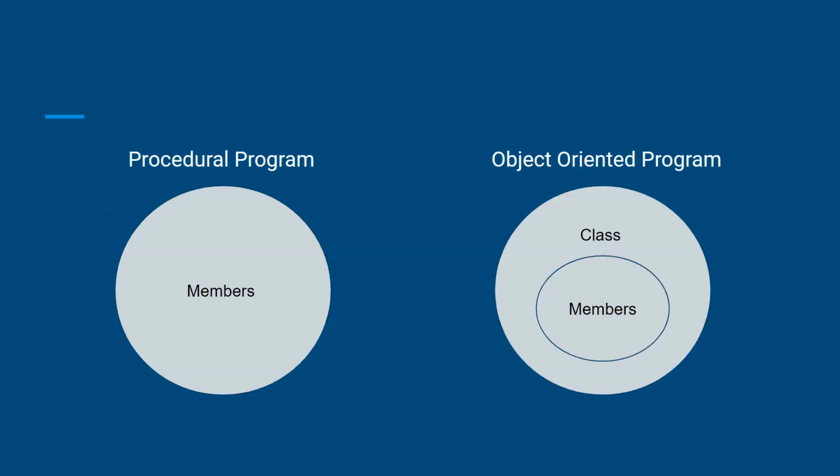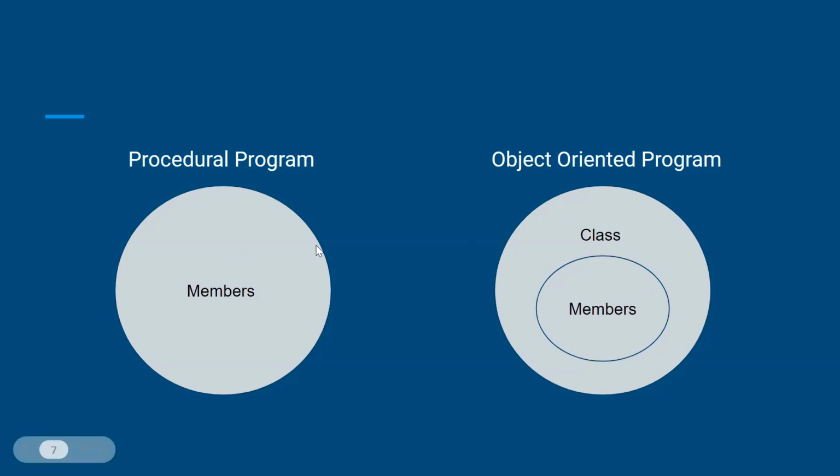You can see the procedural program and the object-oriented program. Always remember, if you want to write anything in a procedural programming language, we have some members, and members are nothing but variables and functions. In an object-oriented program, we have, let's say, a class, and under the class we have lots of members, right? We can define members under the class. This is one thing here. Now let me show you all these things one by one.